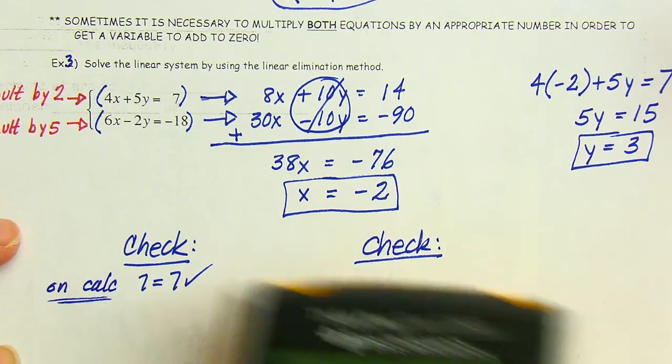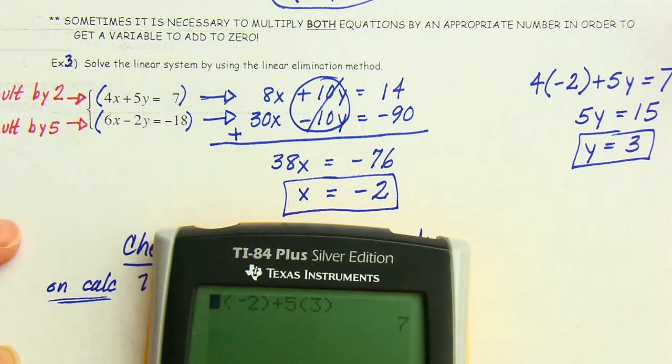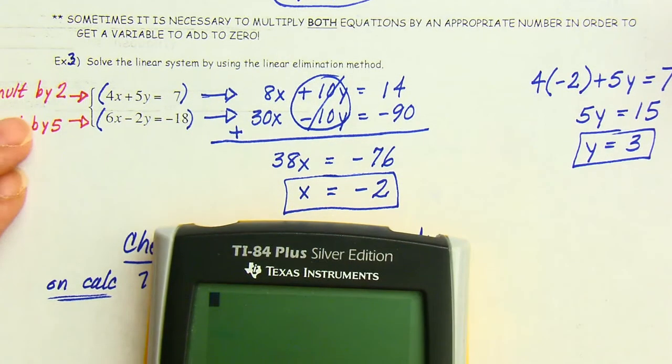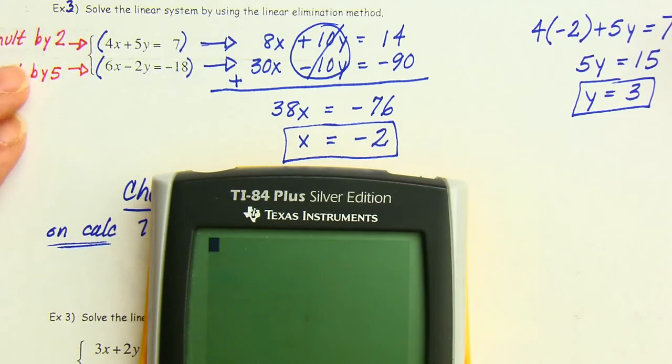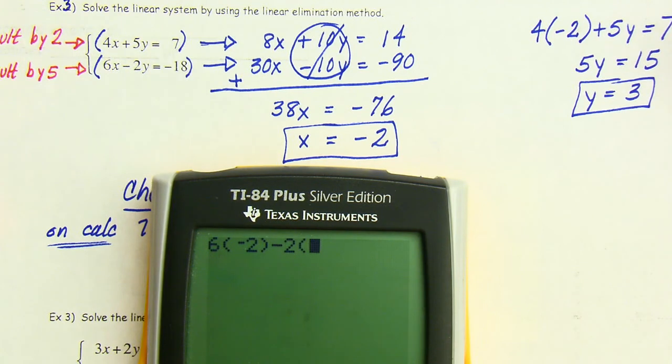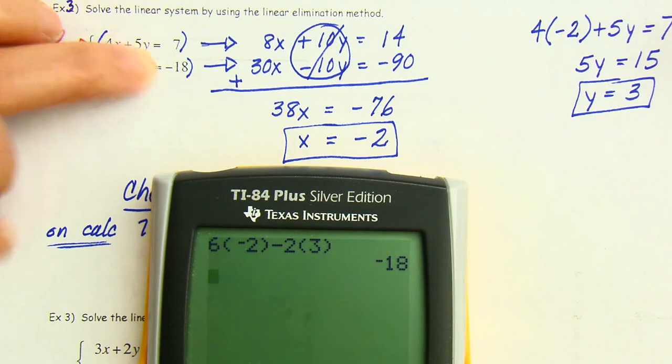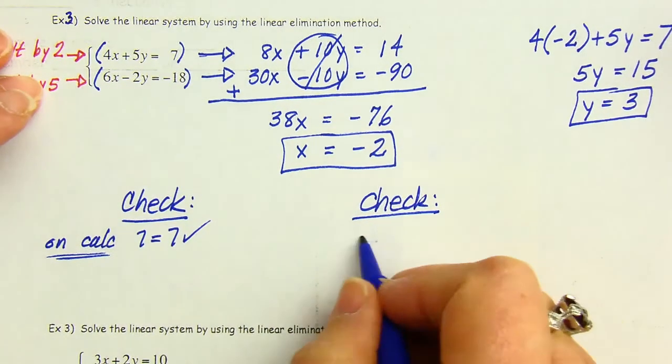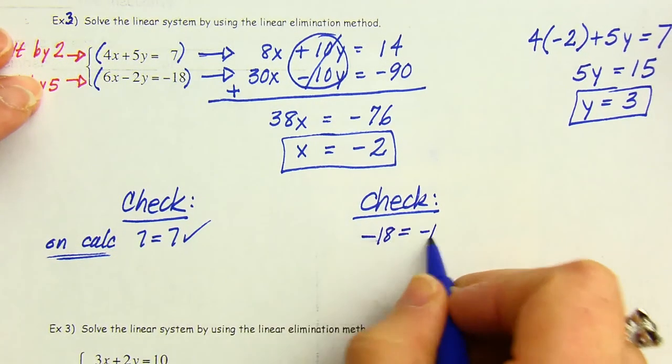All right, the next one. Clear that out. And let's do 6 parenthesis for x. X is negative 2. Close it. Subtract 2 parenthesis for y. Y is 3. Close it. I get negative 18. Is that what that equals? Sure does. Negative 18. So negative 18 equals negative 18.